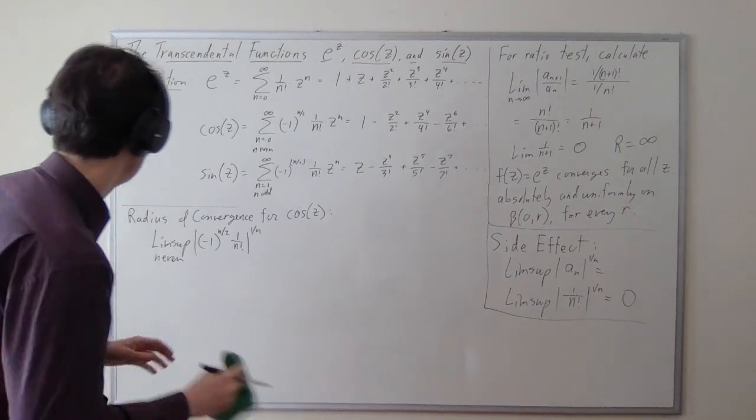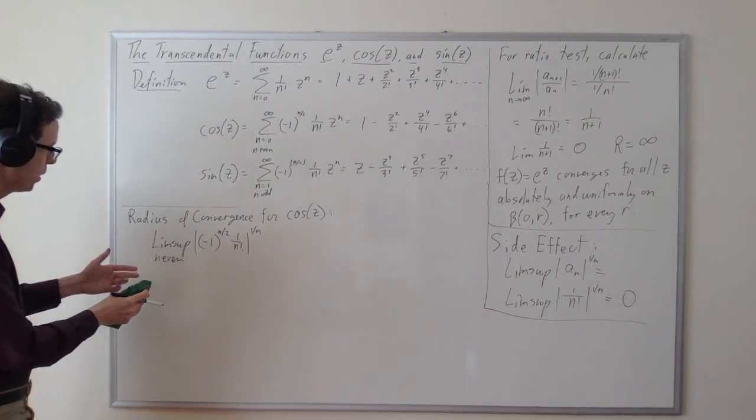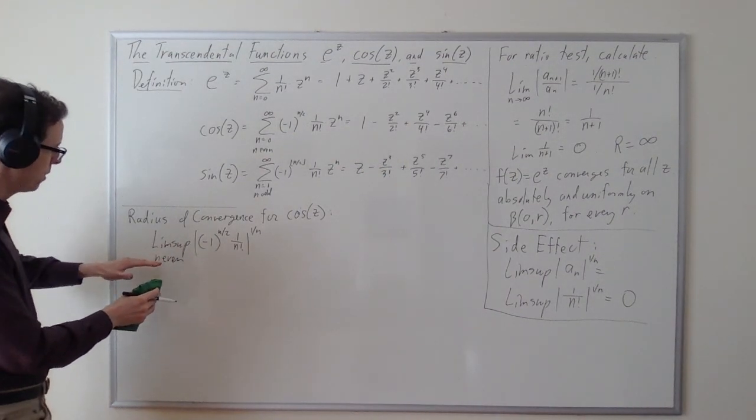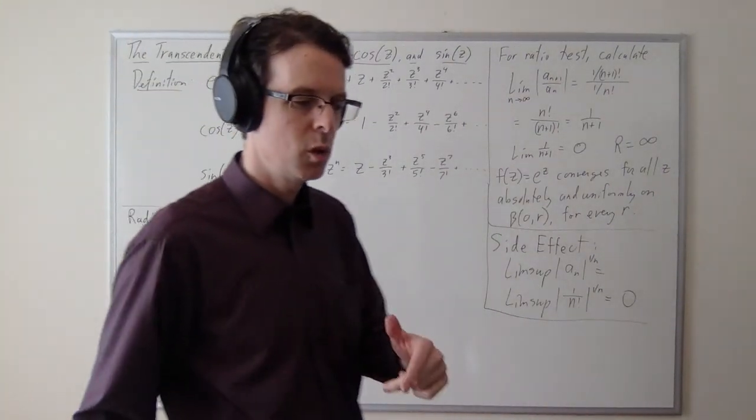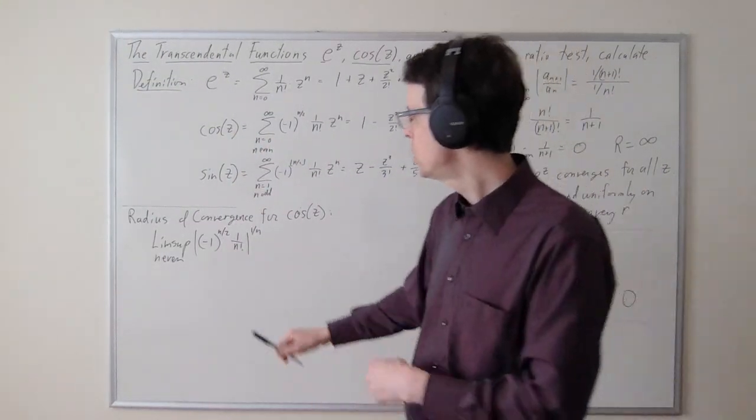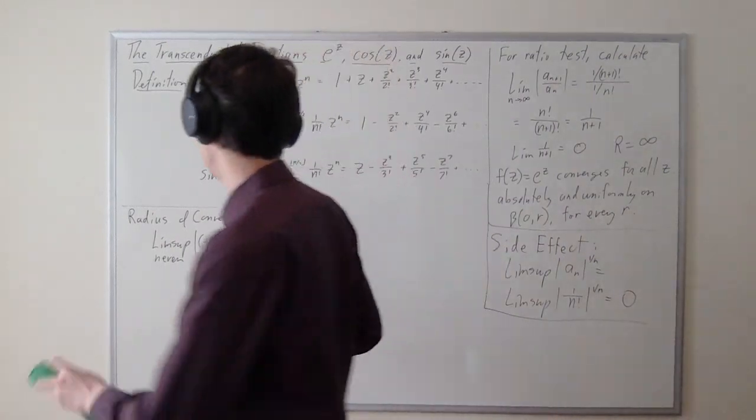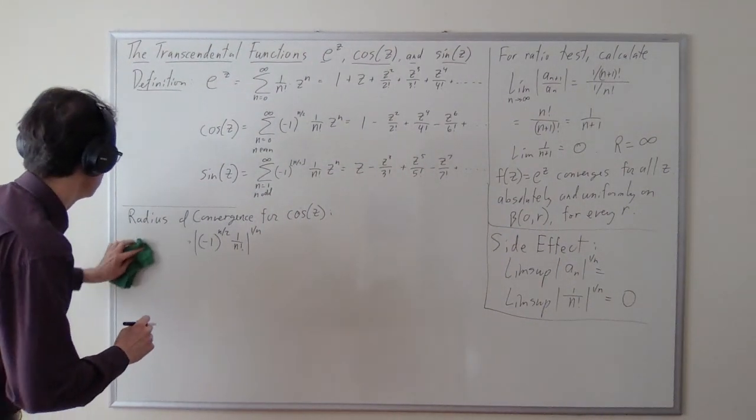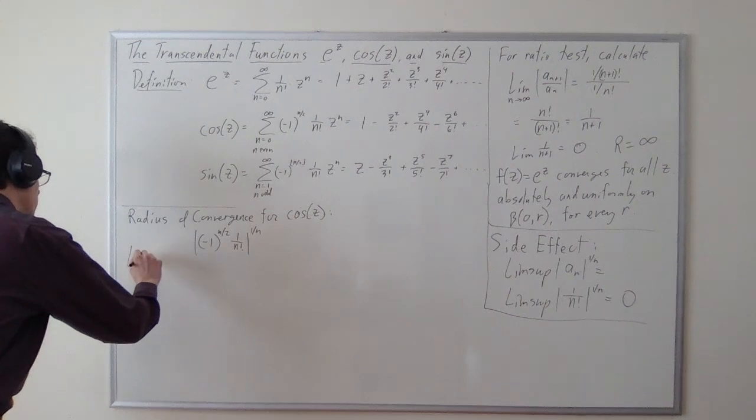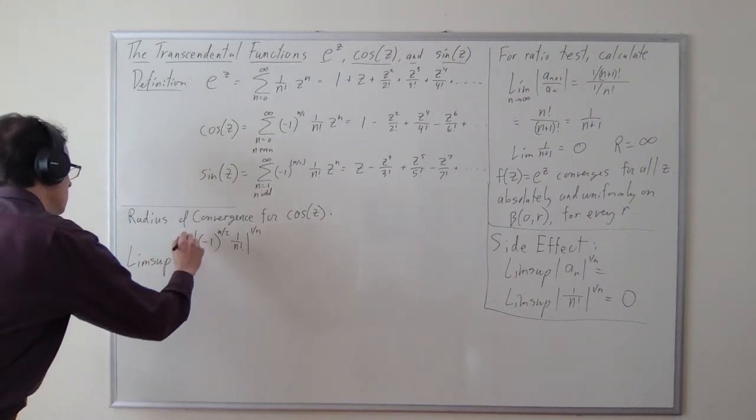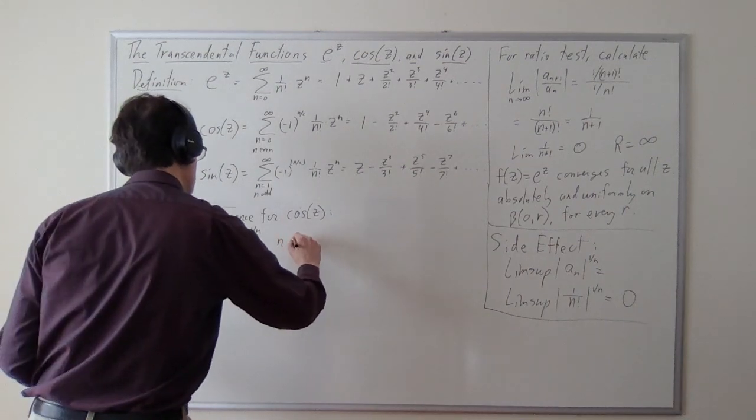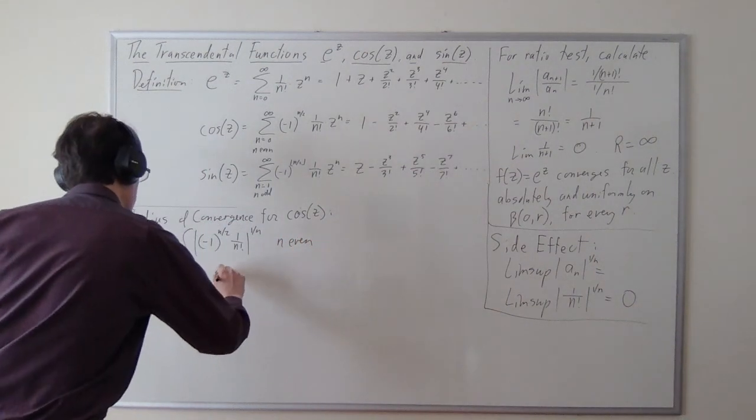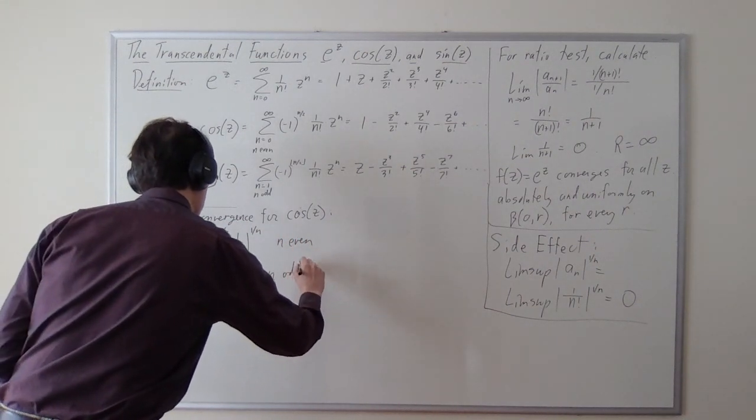So really, it's a little bit imprecise to say the lim sup where n is even. Really, it's the lim sup of a sequence which is equal to this when n is even and equal to 0 when n is odd. So to be perfectly precise here, it's the lim sup of an alternating thing which is equal to this when n is even and equal to 0 when n is odd.